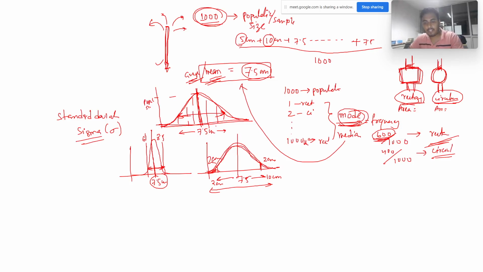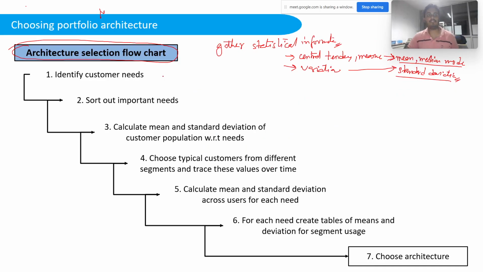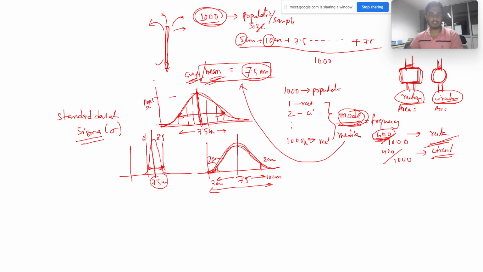So this kind of data is required for analyzing what sort of portfolio you need. Okay, so did you understand this particular concept, standard deviation and mean? Yeah. Median I didn't get.